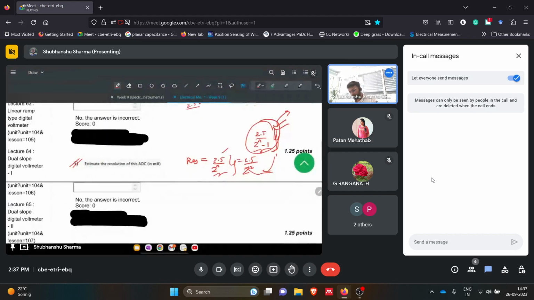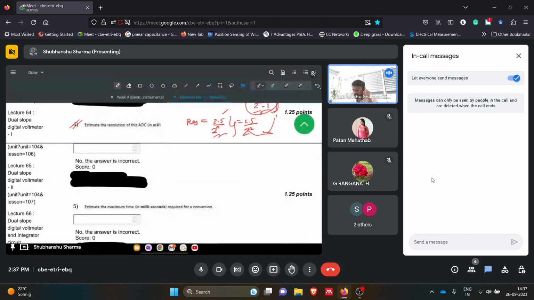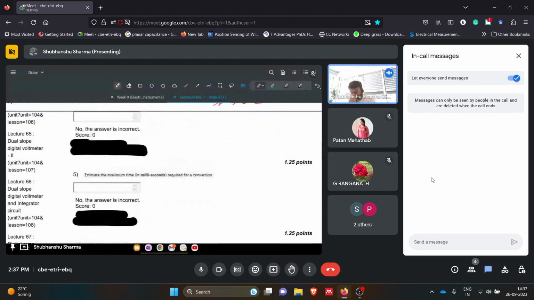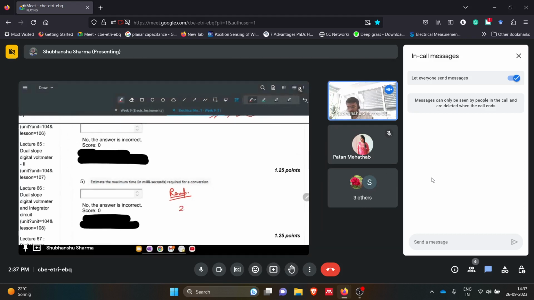Okay, then the next question: estimate the maximum time required for conversion. Since we are talking about ramp, for ramp the number of clock cycles it takes is 2 to the power n minus 1. This is important that you should keep in mind. If you multiply this with the time period of one clock cycle, then you will get the total conversion time. So this will be the maximum conversion time.